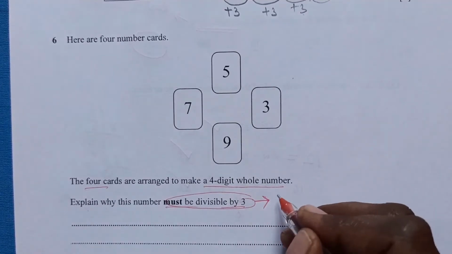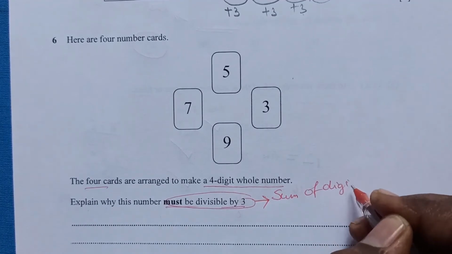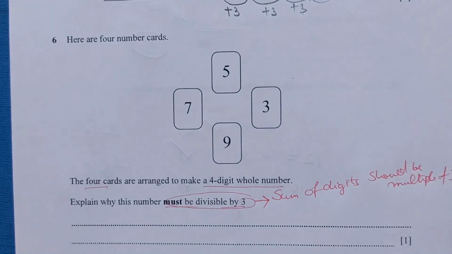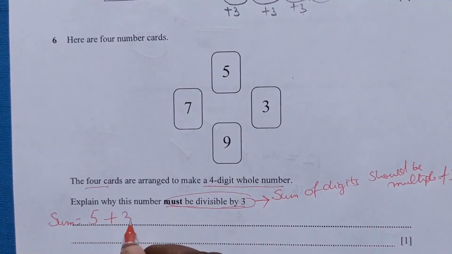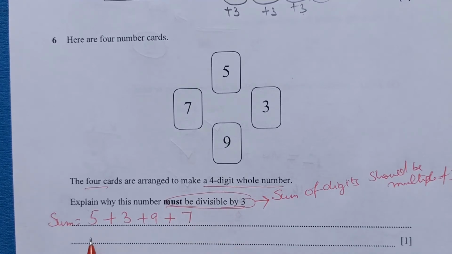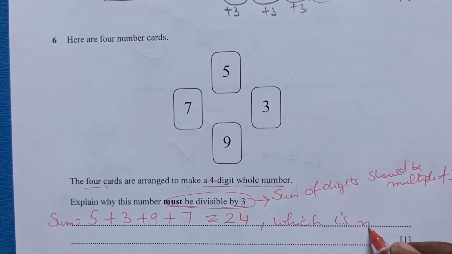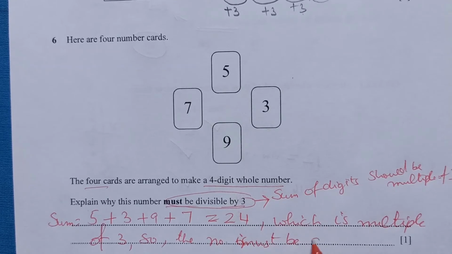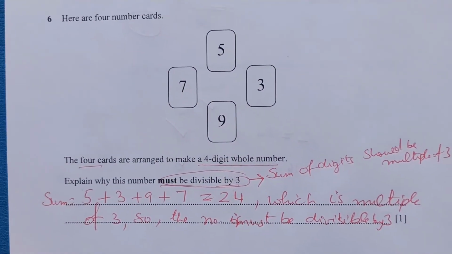So to check the divisibility by 3, we need to add the numbers, sum of digits. Sum of digits should be a multiple of 3. So that's the rule that we use. So let's see, we have here 5. So sum of digits is 5 plus 3 plus 9 plus 7. 5 plus 3 it is 8. 8 plus 9, 17. 17 plus 7 it is 24. Which is a multiple of 3, so the number must be divisible by 3. Okay, that's it. So let's move to next question.